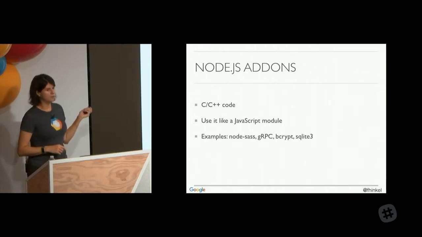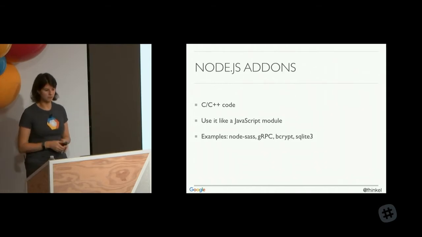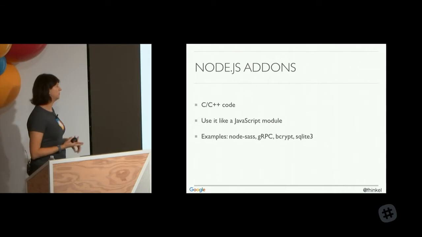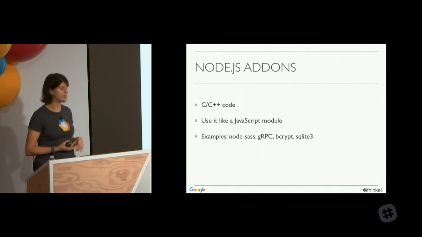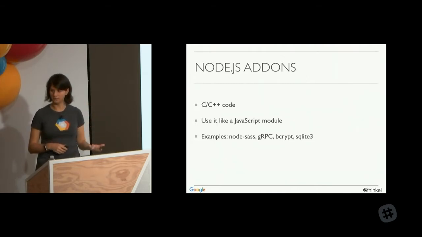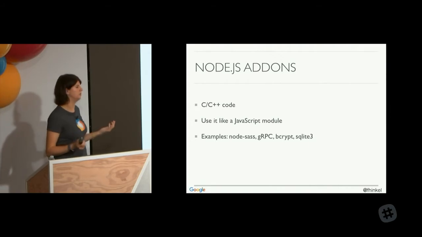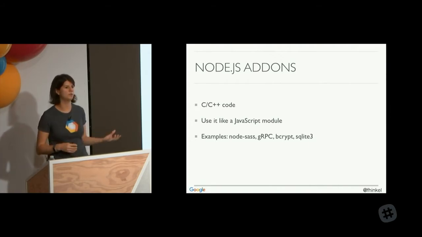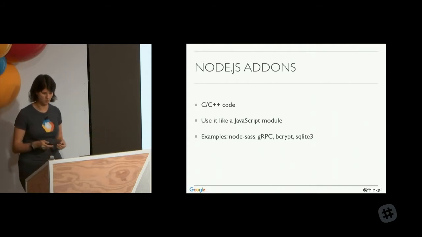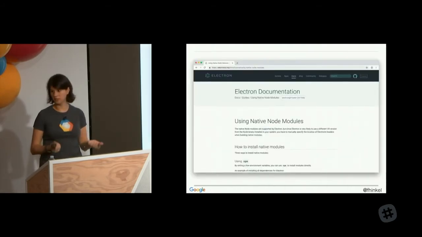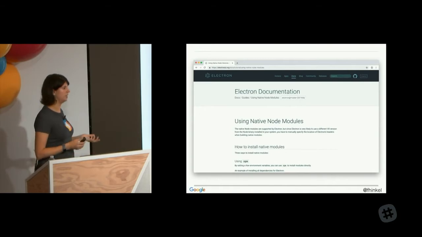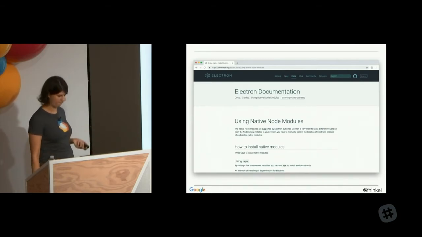Some popular examples that you might be using already are Node SASS or gRPC, a lot of things that work with cryptography like bcrypt, and also SQLite 3. They all use native add-ons, but when you use them, you don't need to know any C++, and you're not using the modules any differently than you would use a JavaScript module. And obviously, you can use native modules in Electron. It works very similarly to when you just use them in Node.